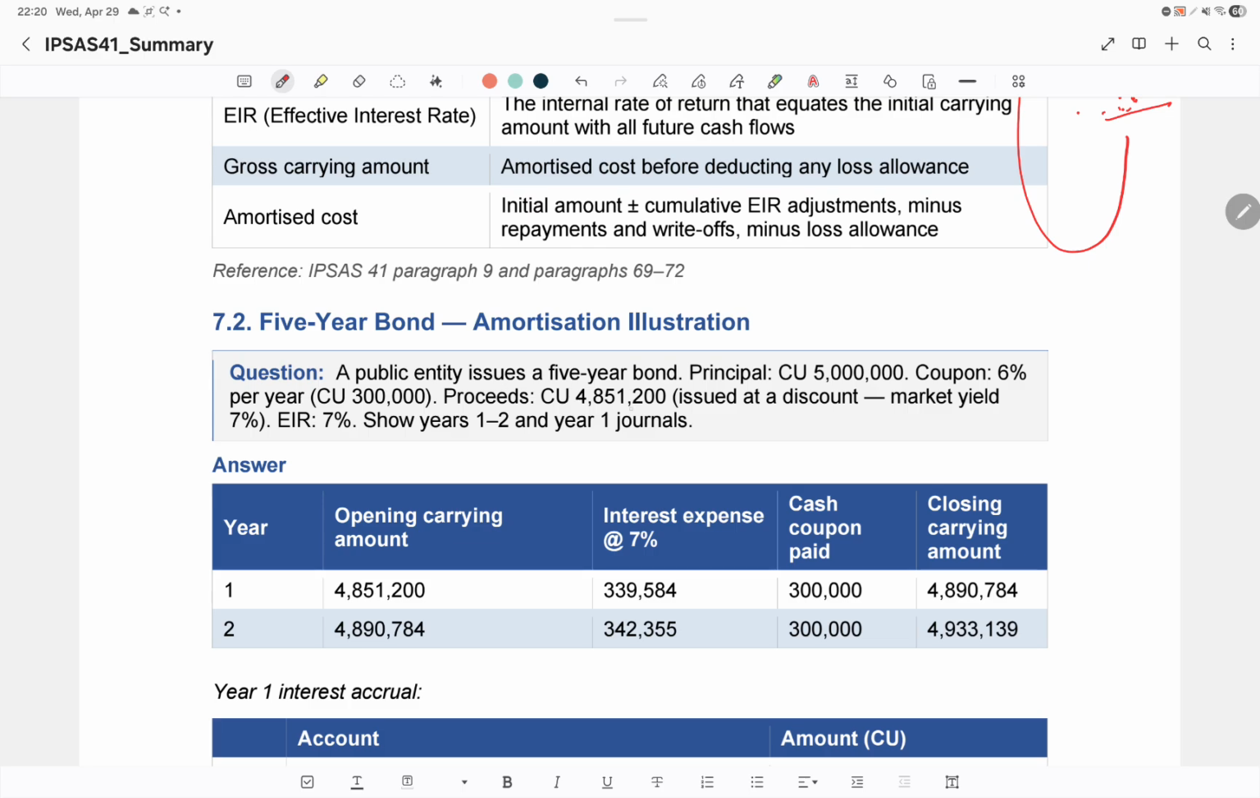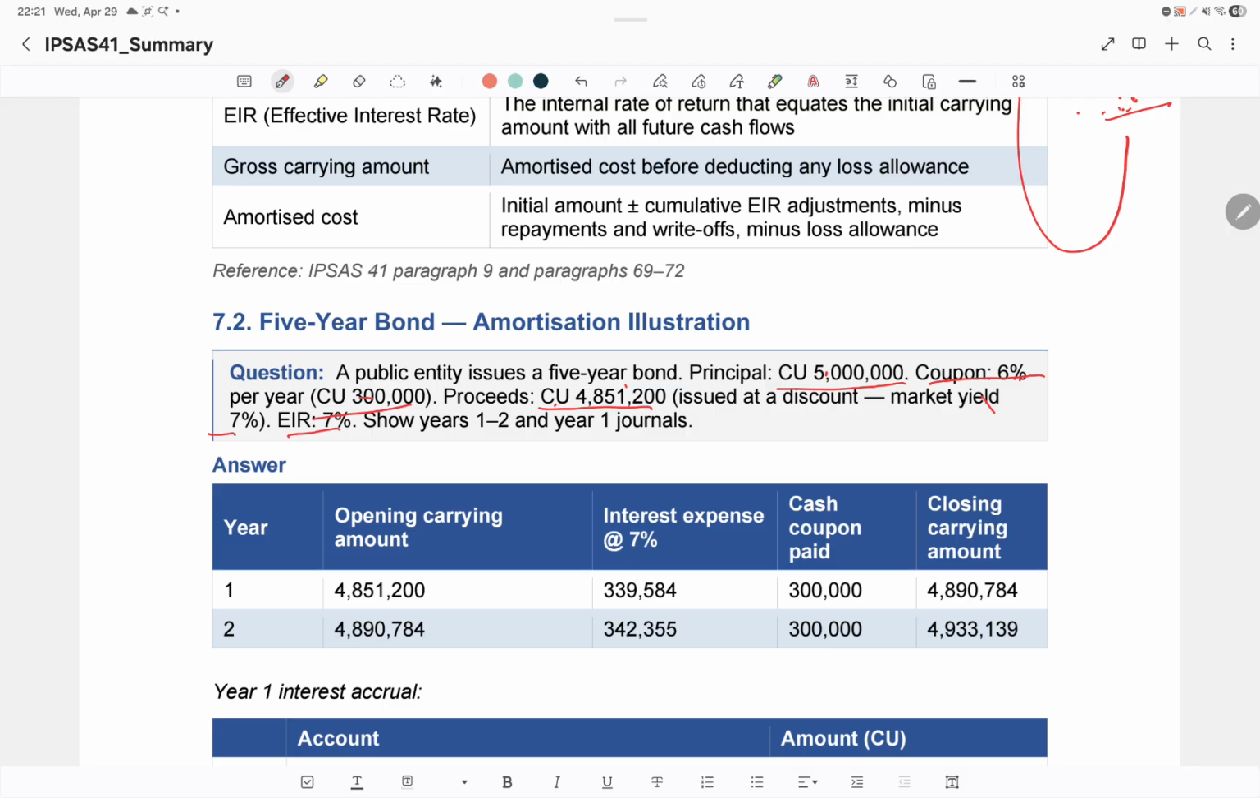For example, a public entity issues a 5-year bond with a principal of 5 million and a coupon rate of 6% per year. If you multiply 6% times 5 million, you get 300,000. The proceeds are already given, 4,851,200, so it was issued at a discount. The market yield is 7%, so the EIR is 7%.